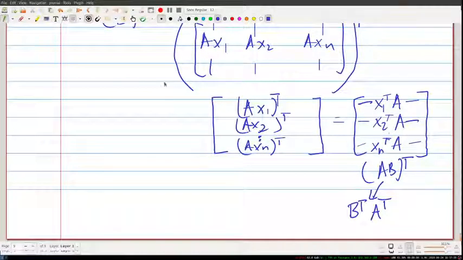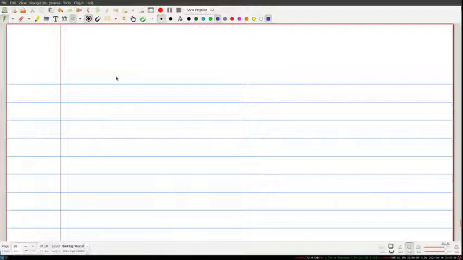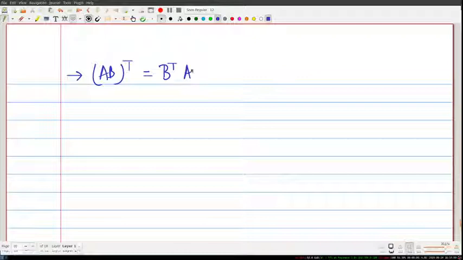So that was about the product. The important fact is, you can check it out, you can try to do it. If you're unable to figure it out, let me know and I will explain it to you. So this is B transpose A transpose. That's something that you need to remember.